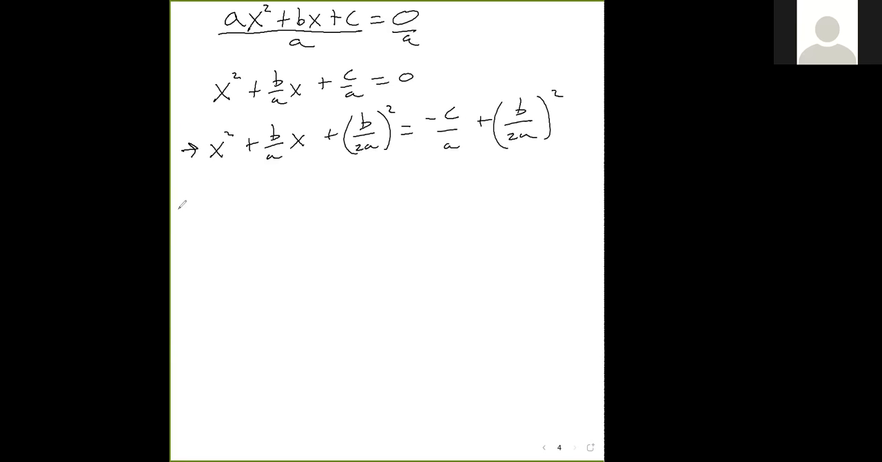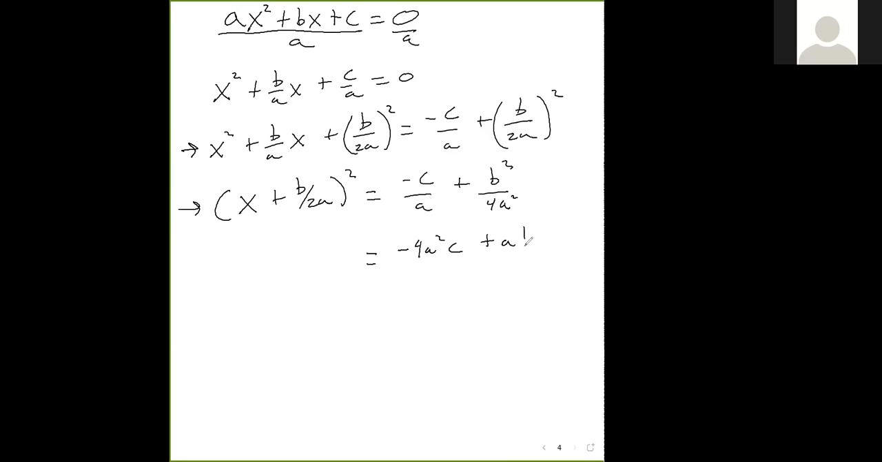Now the left-hand side is a perfect square by design. So x plus b over 2a squared equals negative c over a plus b squared over 4a squared. I wrote that kind of sloppy, so I'll rewrite that. Now, let's go ahead and clean up this right-hand side and make our lives a little bit easier. So that would be negative 4a squared c plus a b squared all over 4a cubed. I'm just going to write a ditto right there.